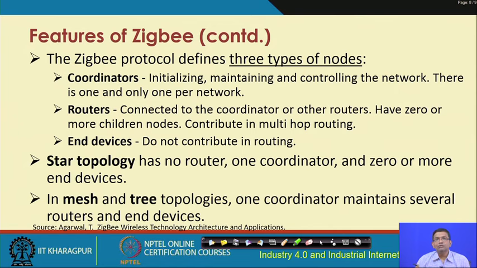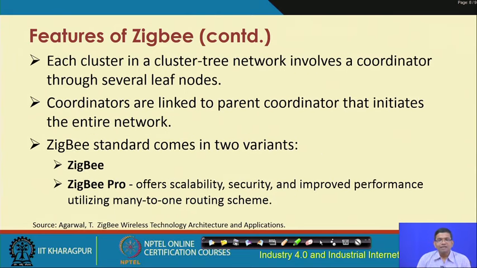In the star topology, there is no router, just one coordinator and zero or more end devices. If the mesh and tree topologies are used, there is one coordinator that maintains several routers and end devices. Each cluster in a cluster tree network topology involves a coordinator with several leaf nodes. So, there is some cluster and then a tree kind of structure, and the coordinators are linked to the parent coordinator that initiates the entire network.